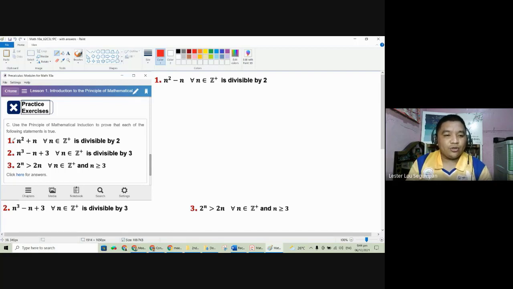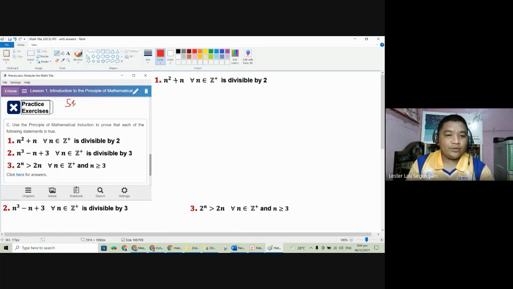Here, we need to show that n squared plus n, for all n which are an element of the set of positive integers, is divisible by 2. Still, we're going to follow the same steps here. And what are those steps?